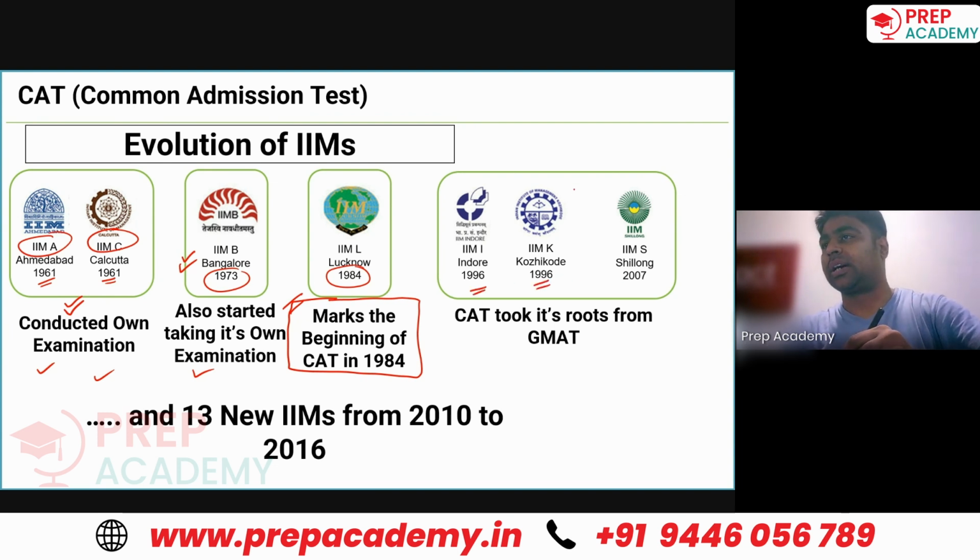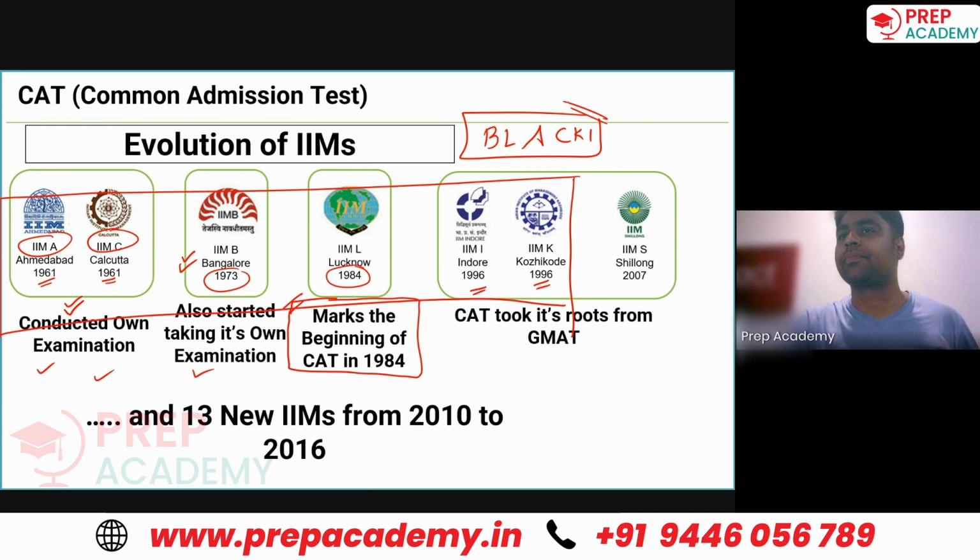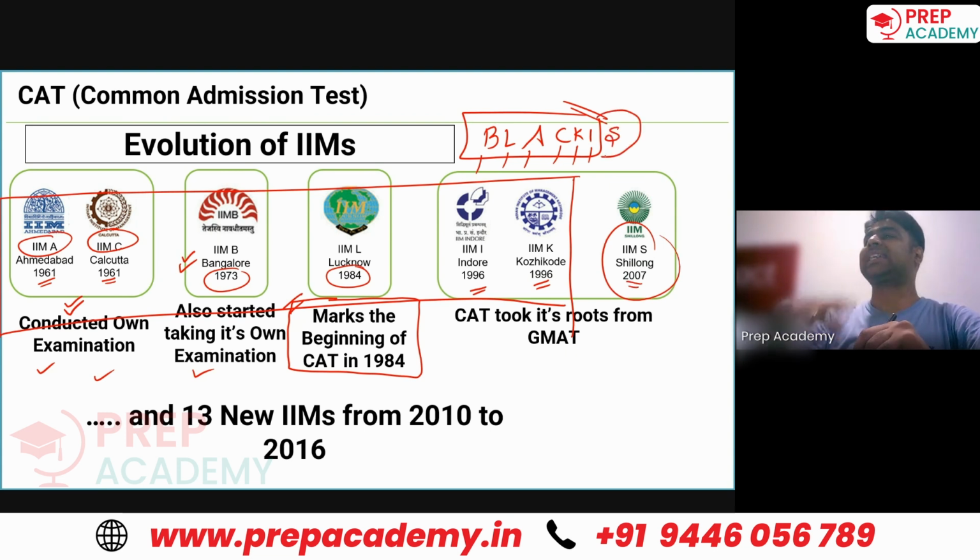Till the year 1996, all these IIMs are still called the main IIMs or the old IIMs, which are named by the term BLACKIE. You know this term, BLACKIE? It denotes Bangalore, Lucknow, Ahmedabad, Calcutta, Kozhikode, and Indore. So these are the top six IIMs, right? Then in 2007 Shillong came, so BLACKIES came into being. So these were the seven old IIMs.